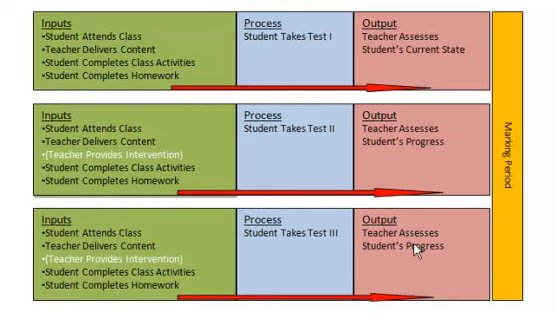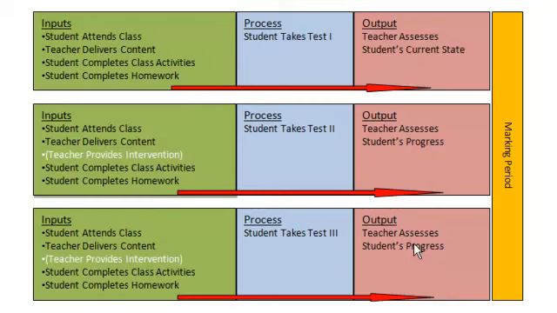The output this time is very different in formative student assessment because now the teacher is assessing the student's progress from test 1 to test 2. So it's a different type of analysis and a different type of work that a teacher engages in for the second iteration on the output.